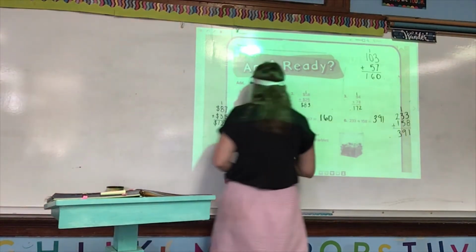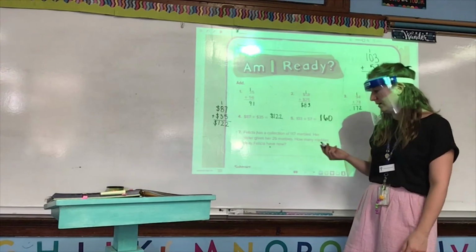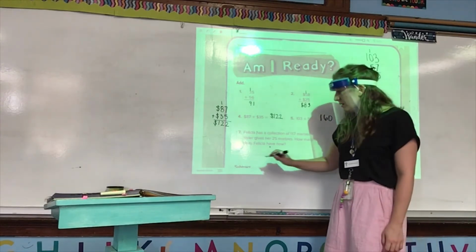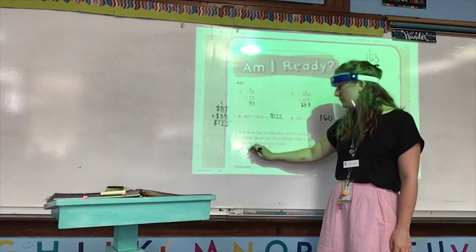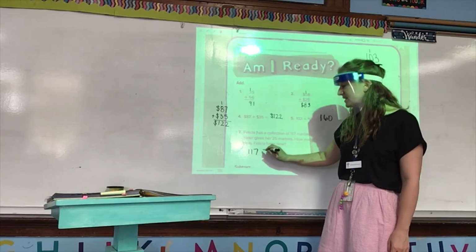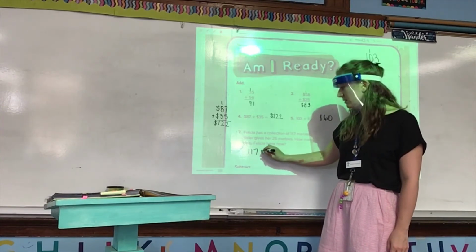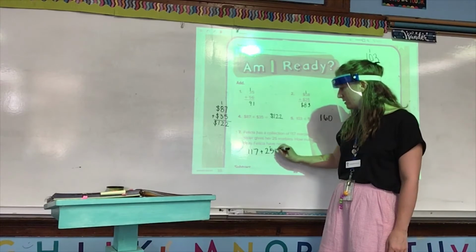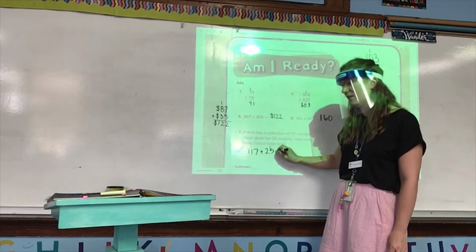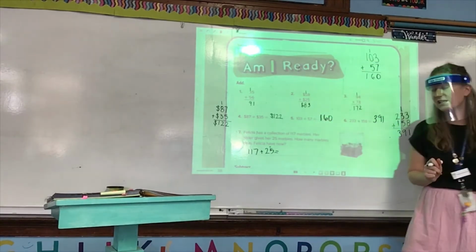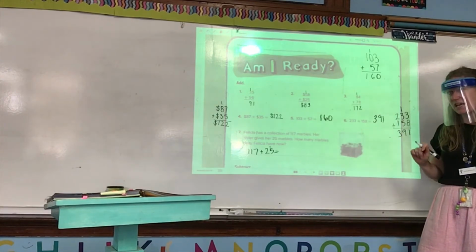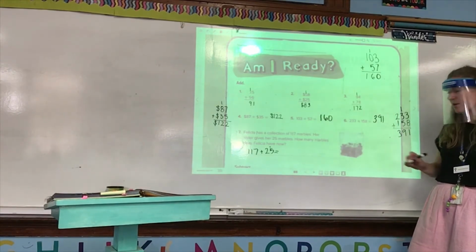So first, Victoria, what does our equation look like? 117 plus 25. And then we have the equal sign. Okay, now we're ready to solve. Can we solve it sideways like that? Nope, so let's move over here and write it up and down.